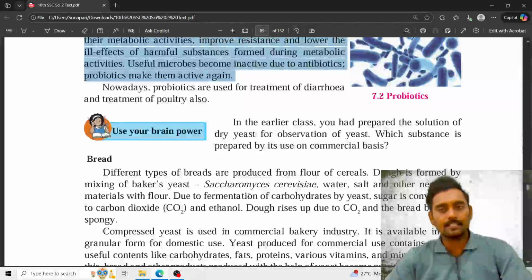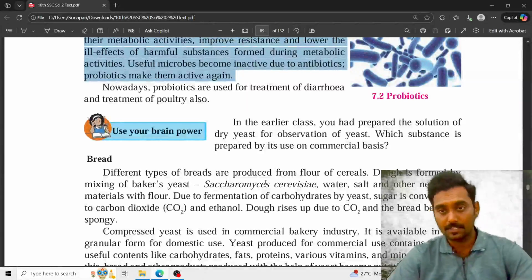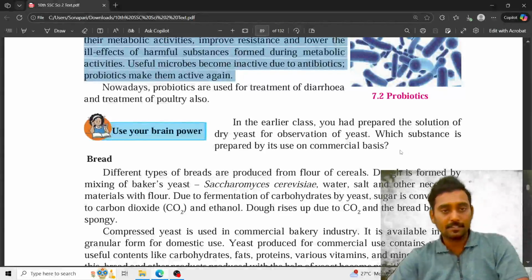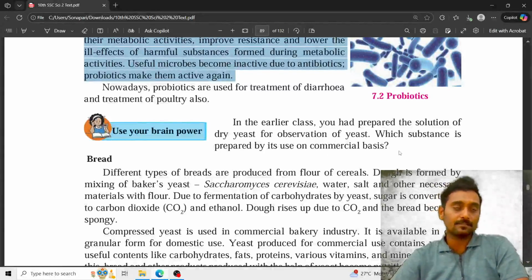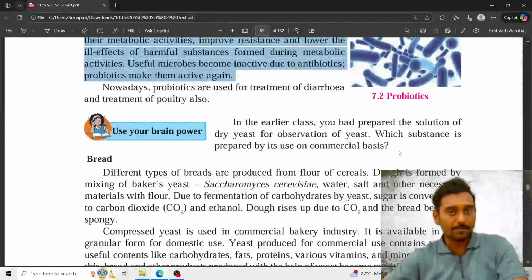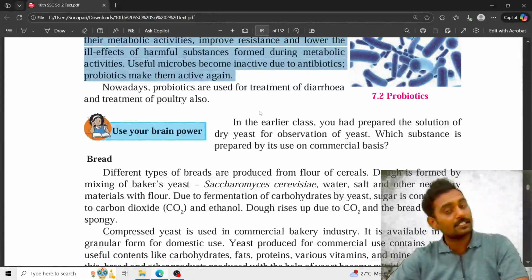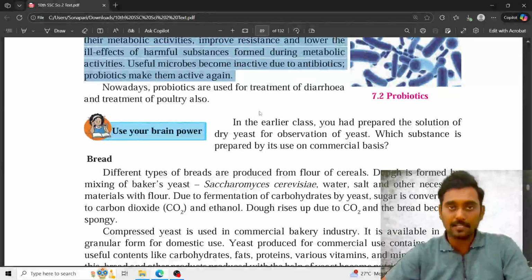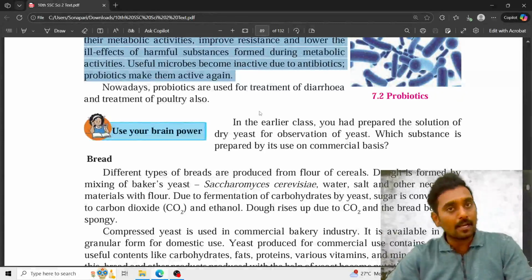In earlier classes you prepared a solution of dry yeast for your observation of yeast. Which substance is prepared by its use on a commercial basis? So they have asked a brain power question and that should be answered by yourself. Think about it, and if you know the answer, share your answer in our comment box. That will help our other students too.